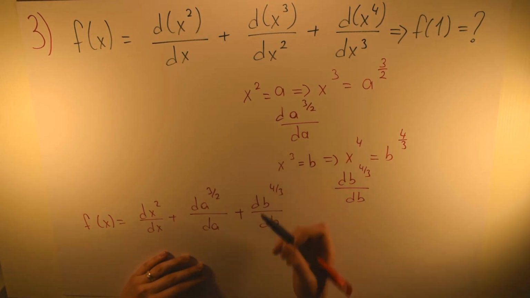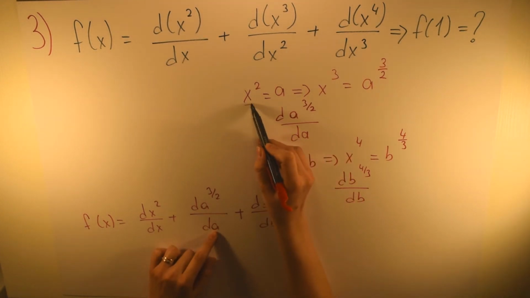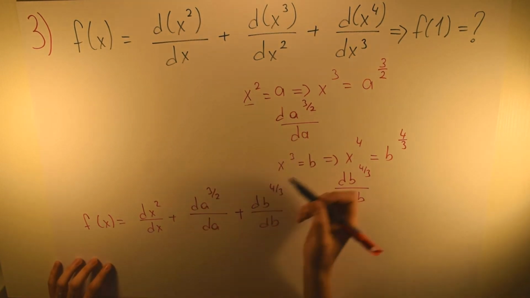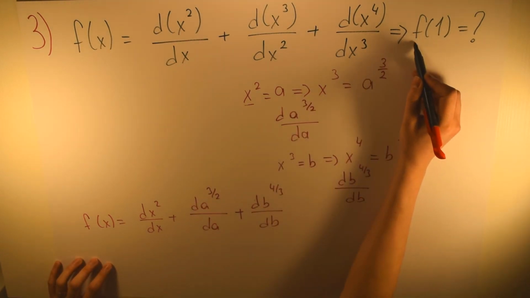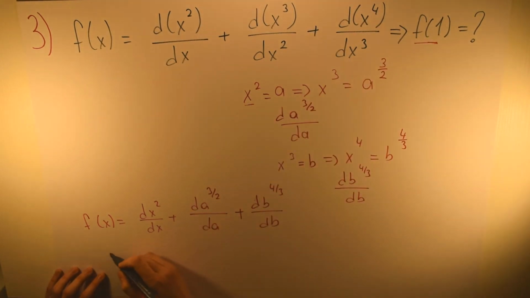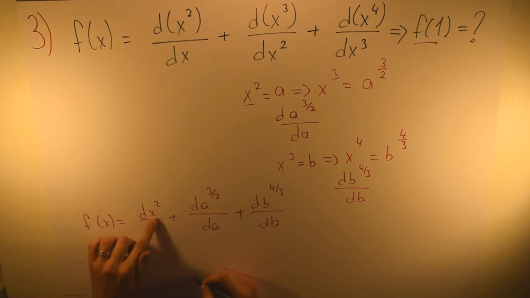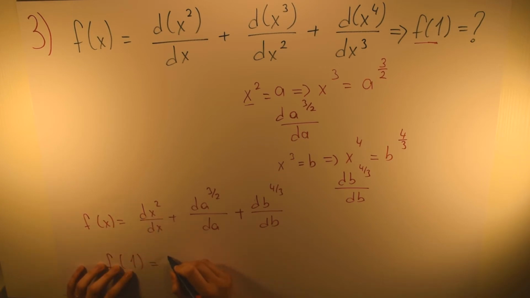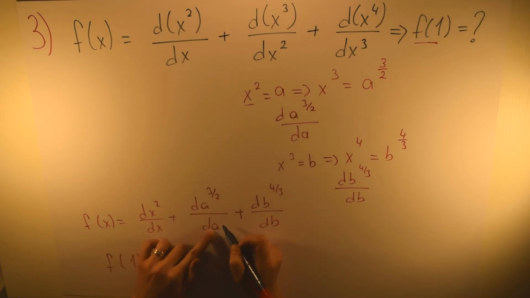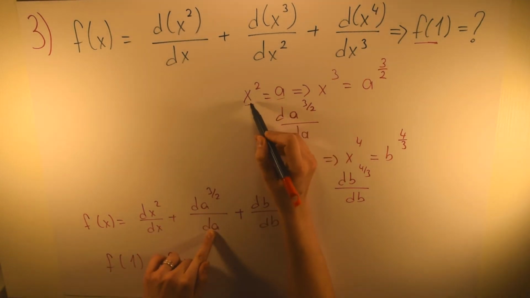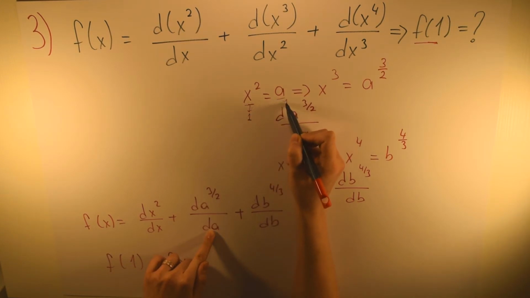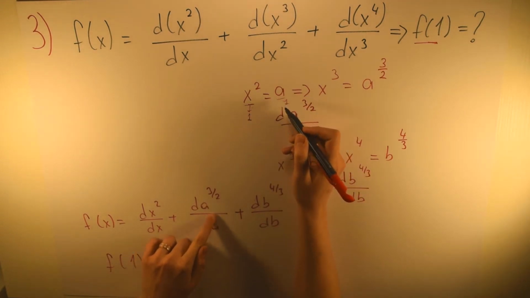Now we said that a is equal to x squared, right? So the question asks us the value of f of 1. So we will put 1 instead of x. The derivative of x squared is equal to 2x, right? So this is equal to 2x. We said that a is equal to x squared. If we put 1 instead of x here, we will still get 1. So we can use 1 instead of a here.